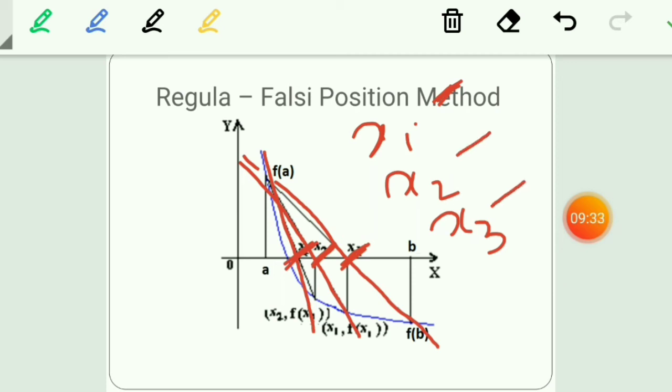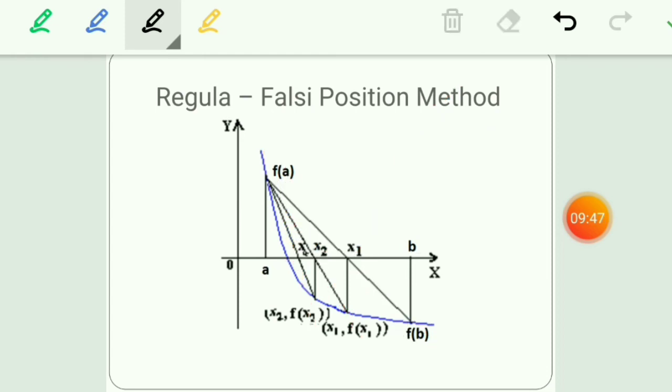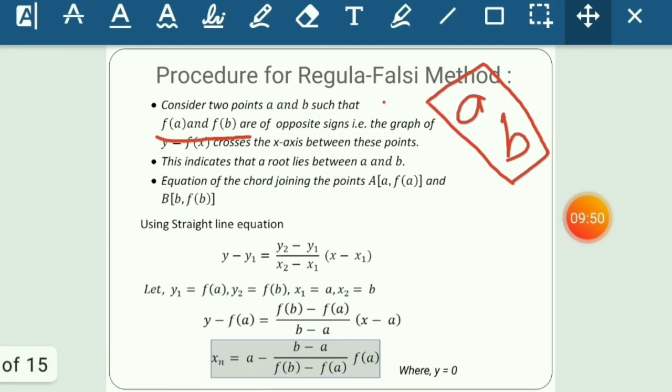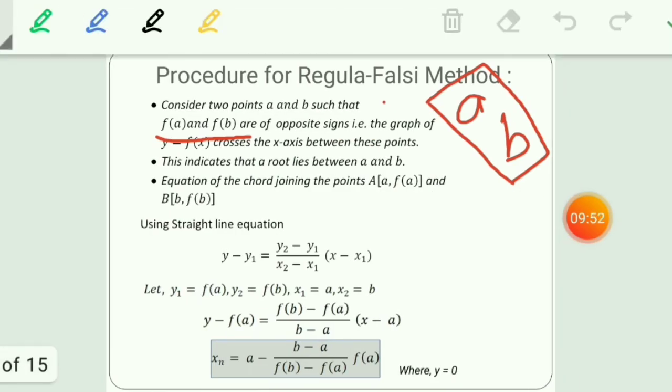So how are we going to do it? I am going to draw a straight line between these 2 points, that is f of a and f of b. So we have this straight line, and we have to find its equation. In the next slide, I am using a straight line equation, also known as the 2-point line equation. We all must have studied it in our schools.